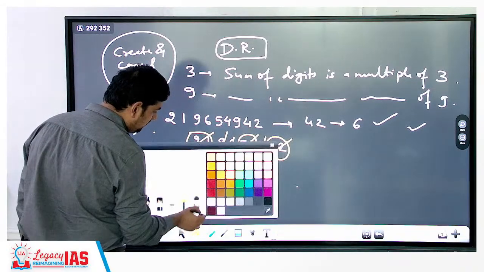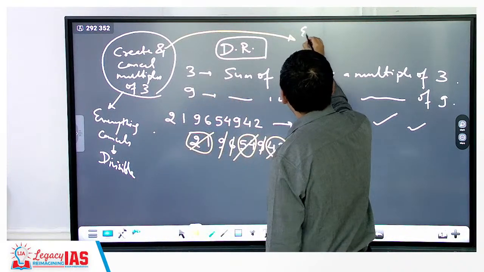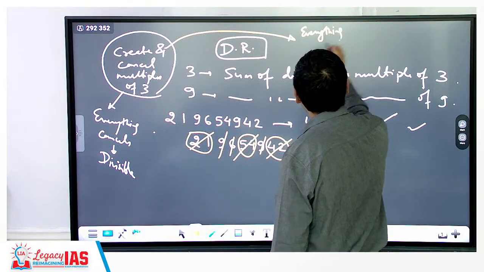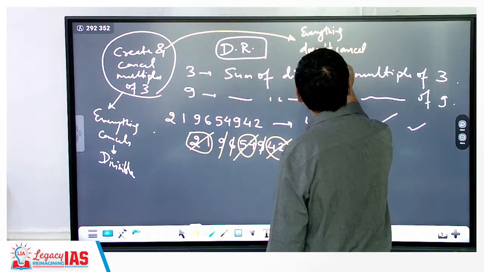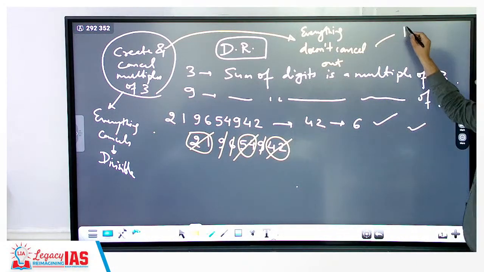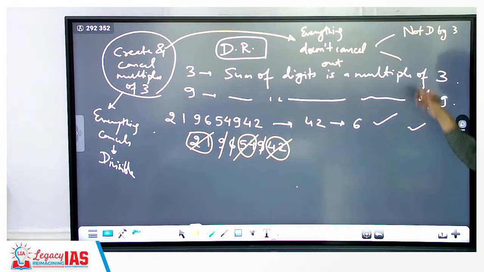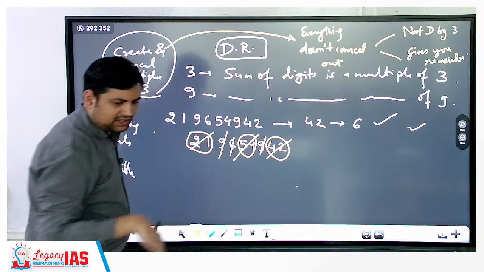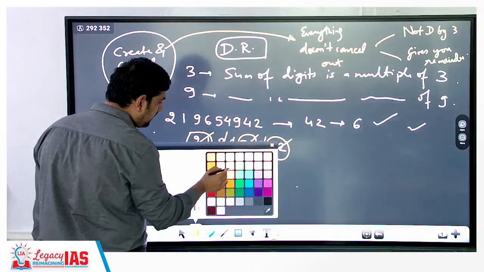And if not, if everything does not cancel out, then first thing it tells you that it is not divisible by 3. And the second thing that it does, it also gives you the remainder. Okay, see how this works. So basically this number, let's take another number.